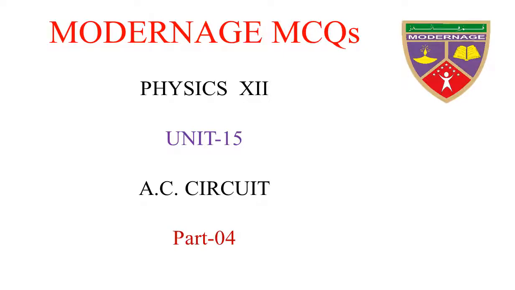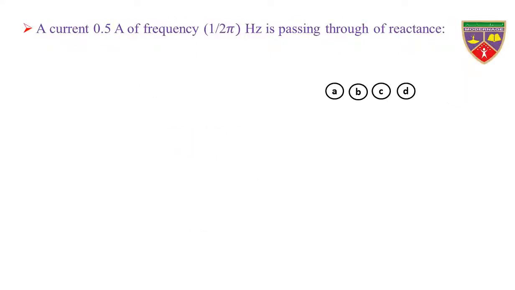Modernage MCQs, Physics, Second Year, Unit 15, AC Circuit, Part 4. A current 0.5 ampere of frequency 1 by 2 pi hertz is passing through a capacitor of 1 microfarad. The reactance is?